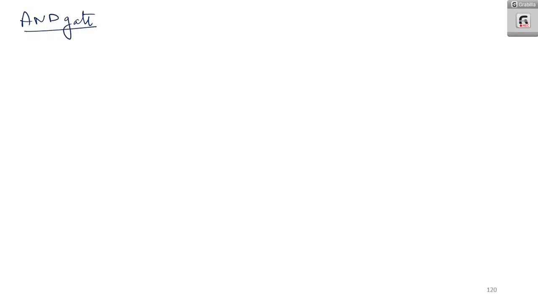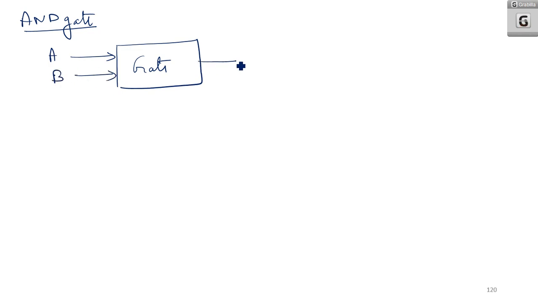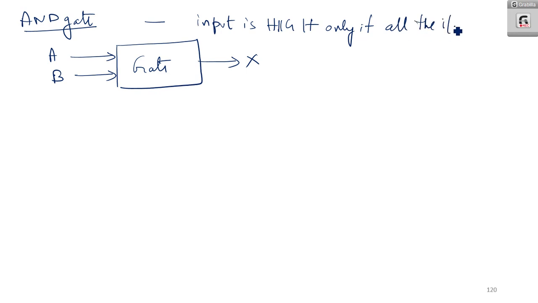Okay. So what is an AND gate? We are having a gate which is having some inputs, say two inputs. I am considering two inputs A and B, and one output X. So the logic of AND gate is the output will be high only if all the inputs are high.